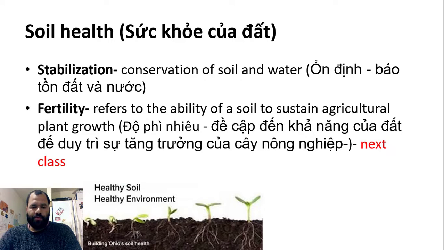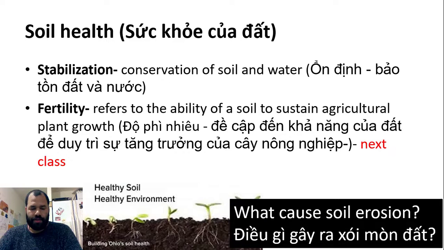So when we talk about soil health, which is the part that we are discussing now, we can divide it into two major aspects. The first one is soil stability, which is the conservation of soil and water, and the second part has to do with the ability of the soil to provide the nutrients and the growth compounds for the plants. This part we will discuss in the next class.